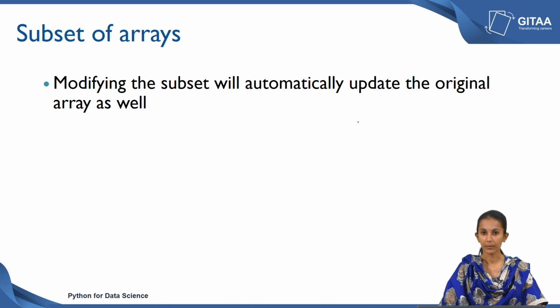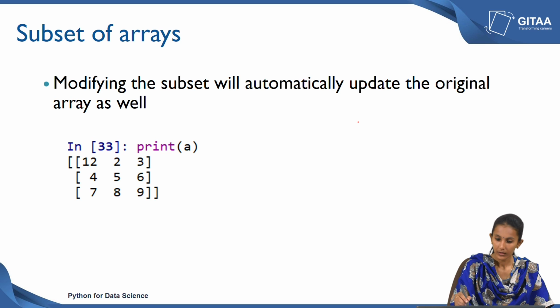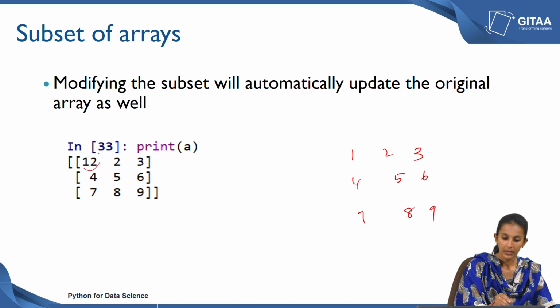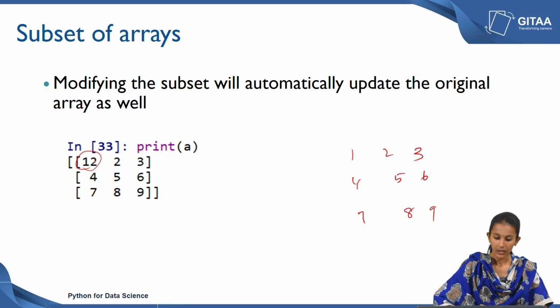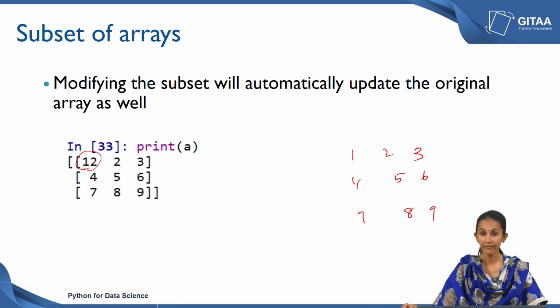Modifying the subset will automatically update the original array as well. Earlier we had 1, 2, 3, 4, 5, 6, 7, 8, 9, but now when you see the left hand side, the value has been changed to 12. So, modifying the subset array will automatically update the original array as well.